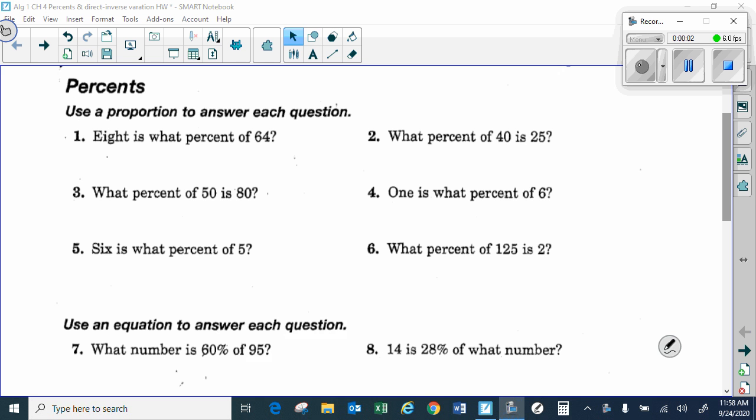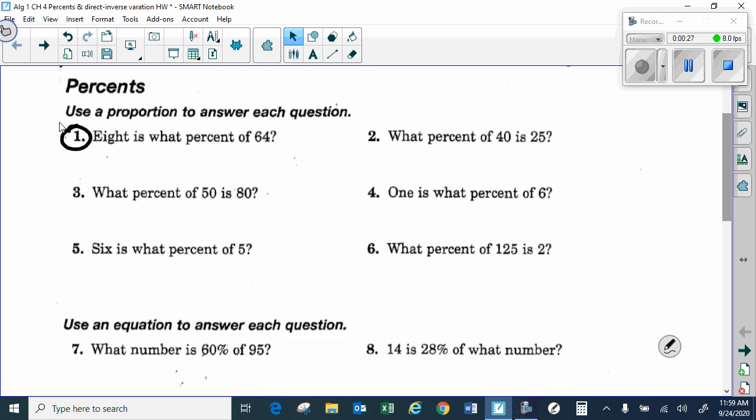All right, students, let's go ahead and go over a few of these problems. I'm going to pick one from each section. And even though, for example, in the first section the direction says use a proportion, and in the second section it says use an equation, I'm going to let you write an equation every time. That's all I end up doing. To me, it's easier.